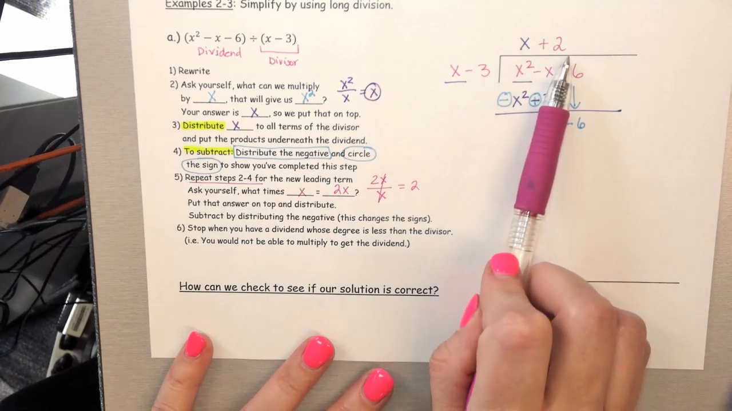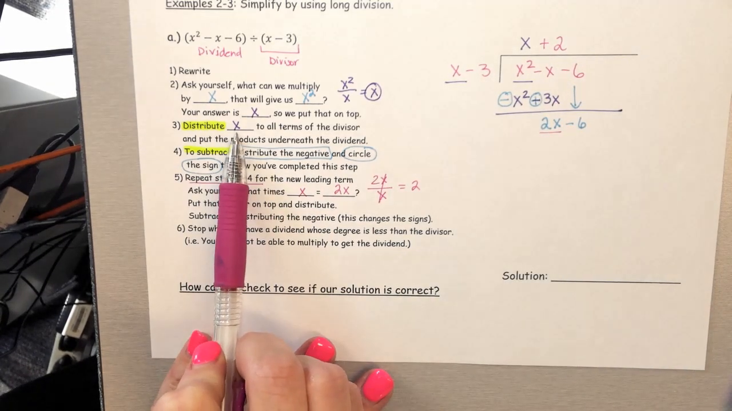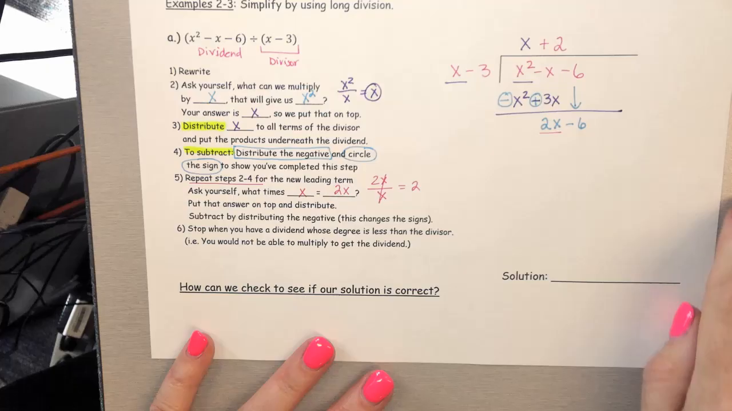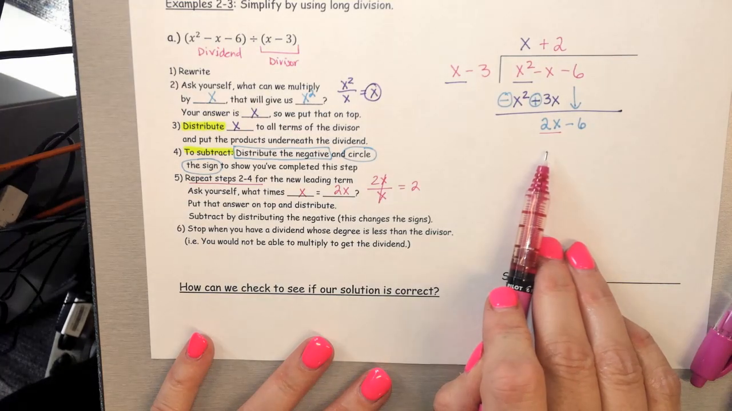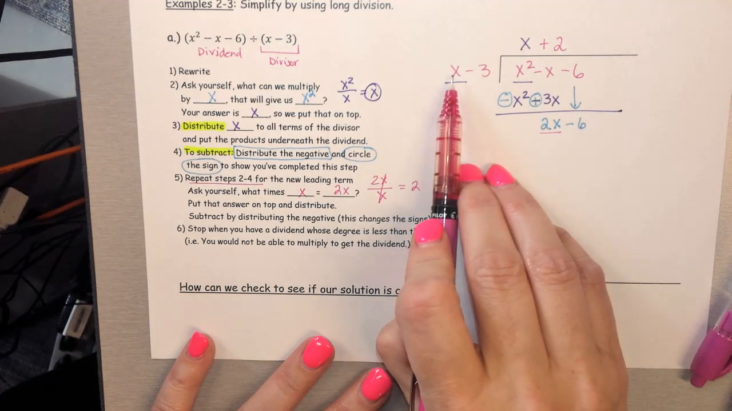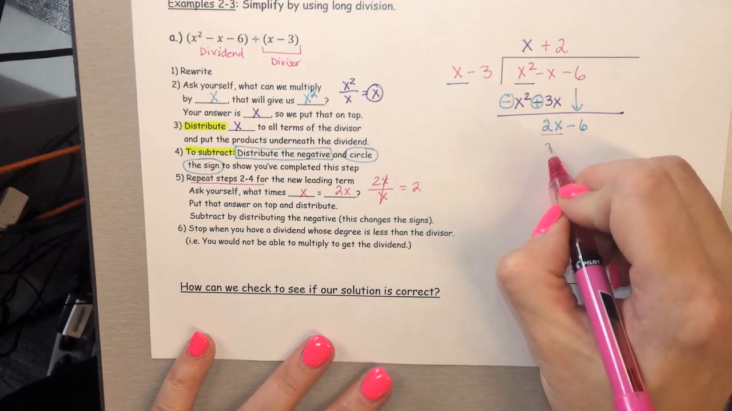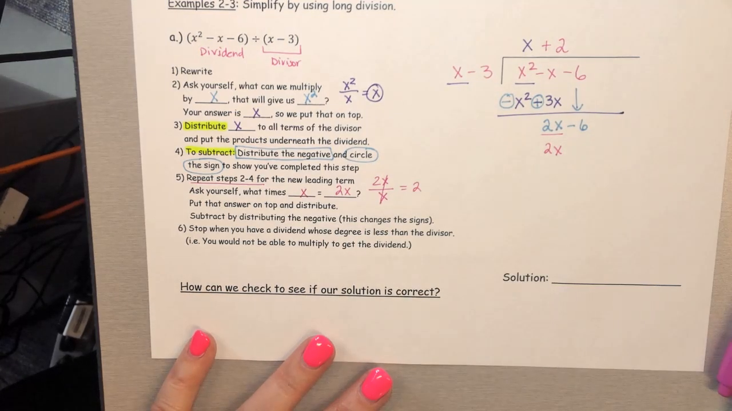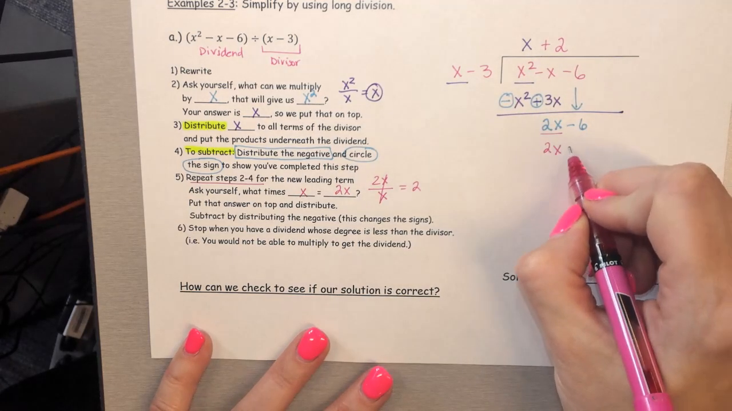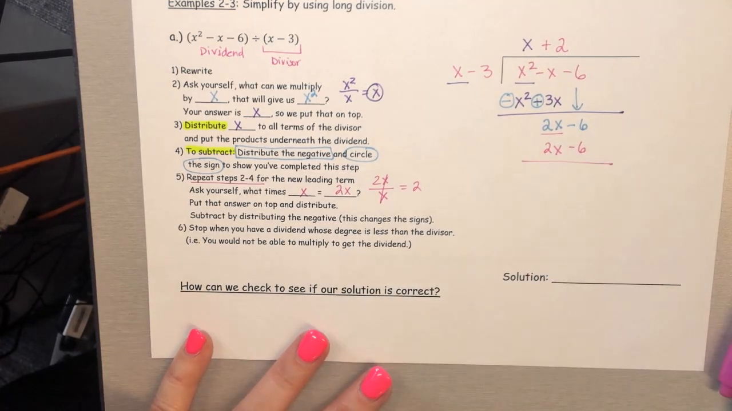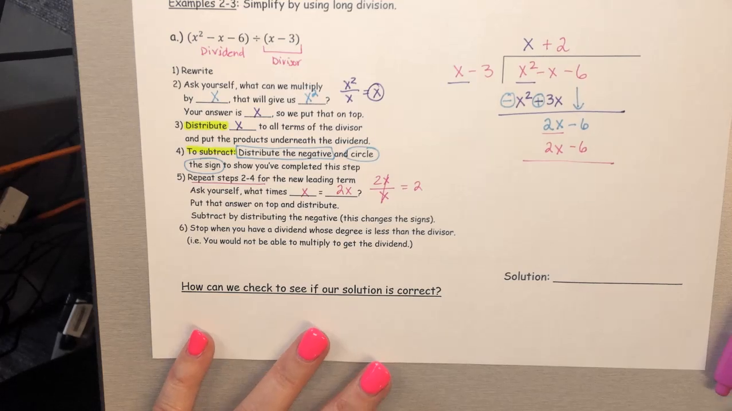So now we found this, so we're going to distribute. Do you guys want to see if you can do the distributing without me? So you would do 2 times x, and then 2 times negative 3. Okay, so 2 times negative 3 would be negative 6. We're going to make our line. We're going to change the sign.